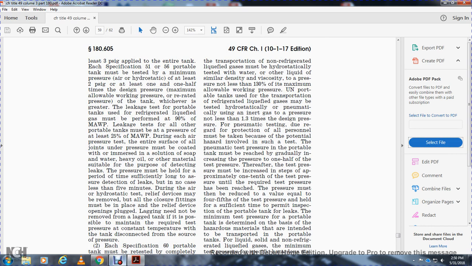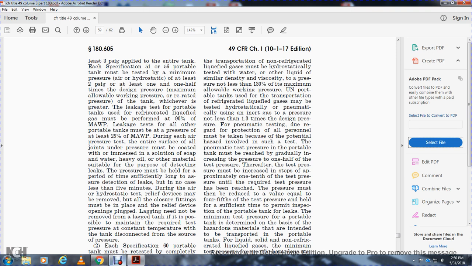Portable tanks used for transportation of refrigerated liquefied gases may be tested hydrostatically and pneumatically, using air or gas pressure not less than 1.3 times the design pressure. In pneumatic testing, regard for the protection of all personnel must be taken because of the potential hazards in such a test.